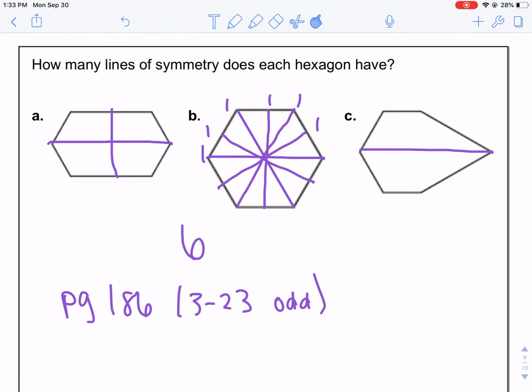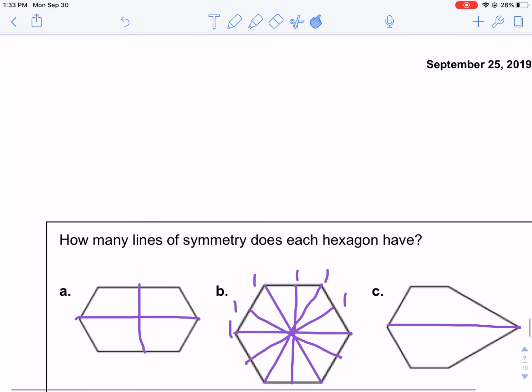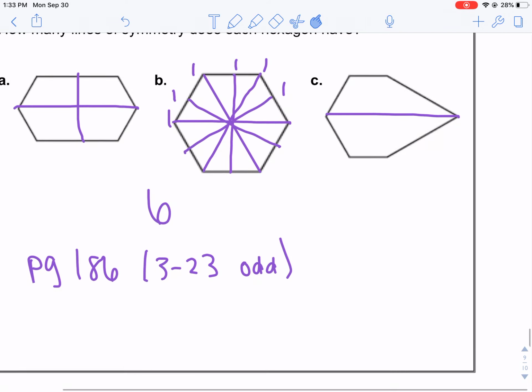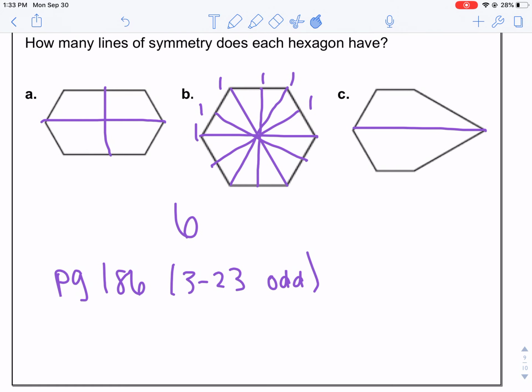Lines of symmetry are just how you map a figure onto itself. For this first picture, you can only cut it in half. But on the hexagon, you can do a bunch of them. And this little airplane over here only has one. Our homework for this section was page 186, 3 through 23 odd.